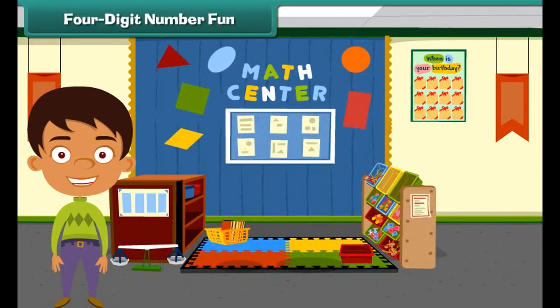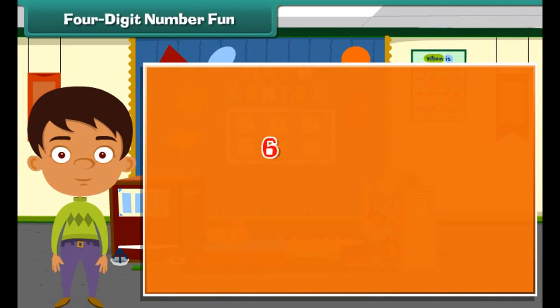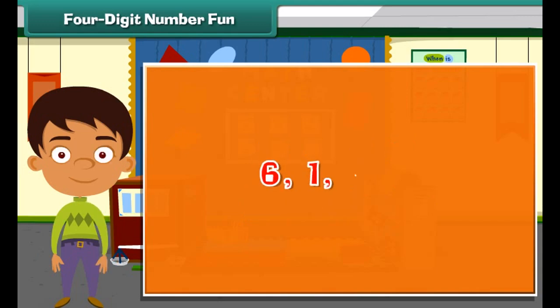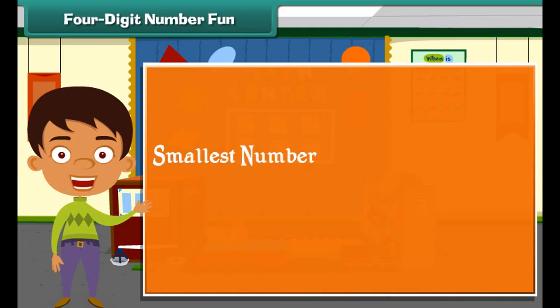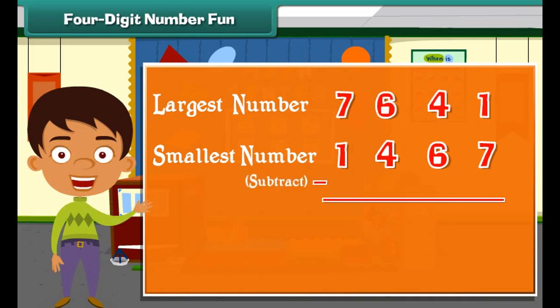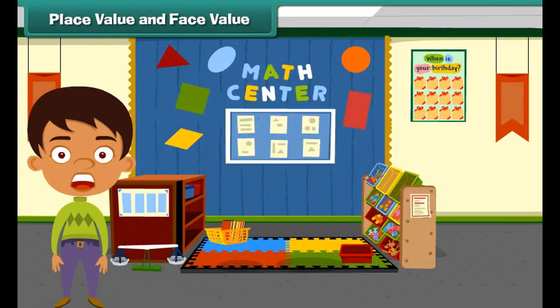Four-digit number fun. Look at number 6174. It is a magic number. Form the smallest and largest four-digit numbers using the digits 6, 1, 7 and 4. The smallest number formed is 1467. The largest possible number is 7641. Now subtract 1467 from 7641. The difference is 6174.